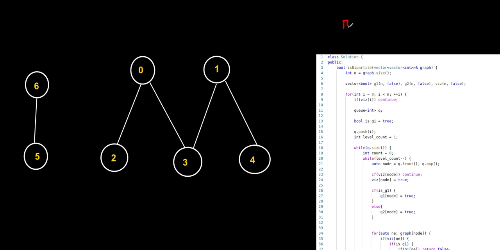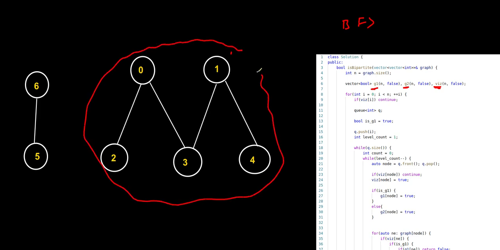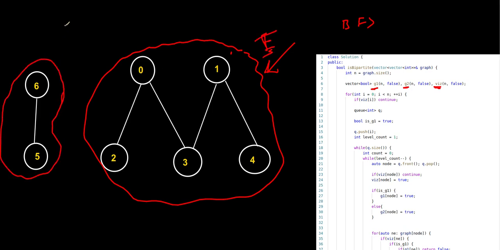Now we'll use the BFS algorithm to solve this question. We need three arrays: G1, to know if the node is added to group 1, G2, to know if the node is added to group 2, and visited, to know if the node is already visited so that we cannot visit it again. With the BFS, we will process the nodes in the first island to find the solution. If it's false, we return false. If it's true, we go to the second island. If the solution is false, we return false. If it's true, we are done. We return true.